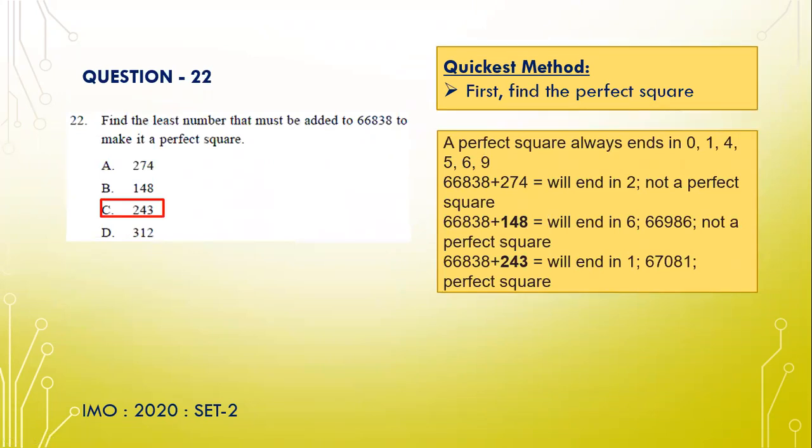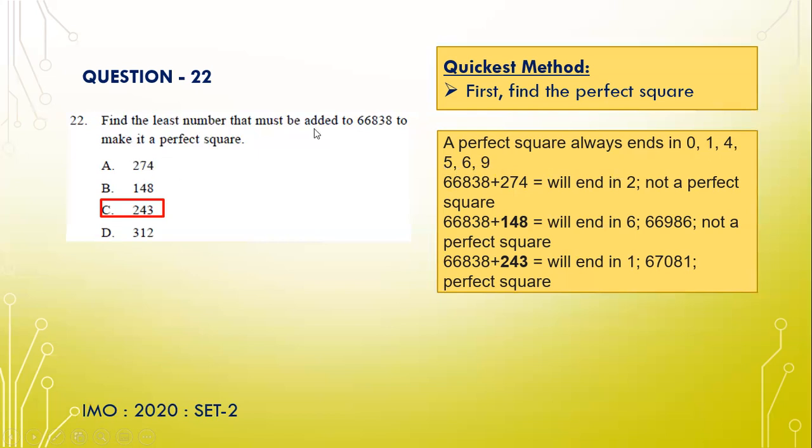Find the least number that must be added to 66838 to make it a perfect square. Okay, so remember that a perfect square always ends in 0, 1, 4, 5, 6 or 9. A perfect square will always end with these digits, isn't it? 7 7s are 49, 6 6s are 36, 5 5s are 25, 4 4s are 16, which ends with 6, isn't it? 3 3s are 9, 2 2s are 4. So a perfect square will always end in 0, 1, 4, 5, 6, and 9.